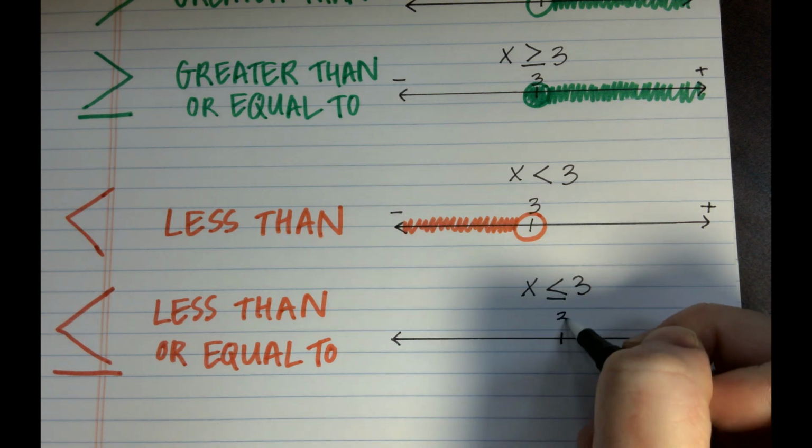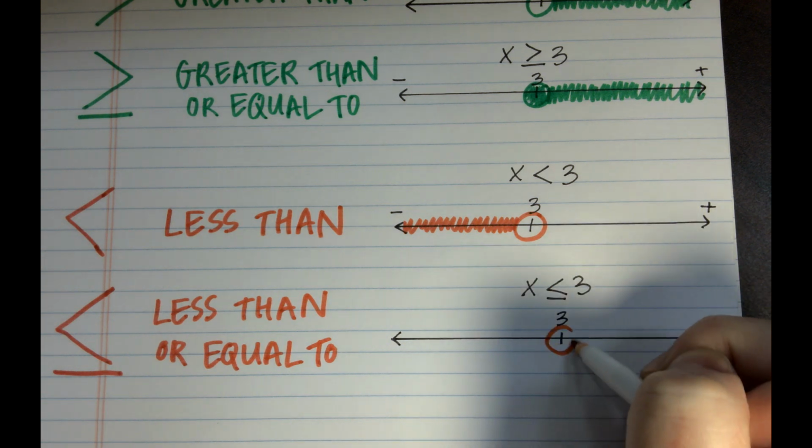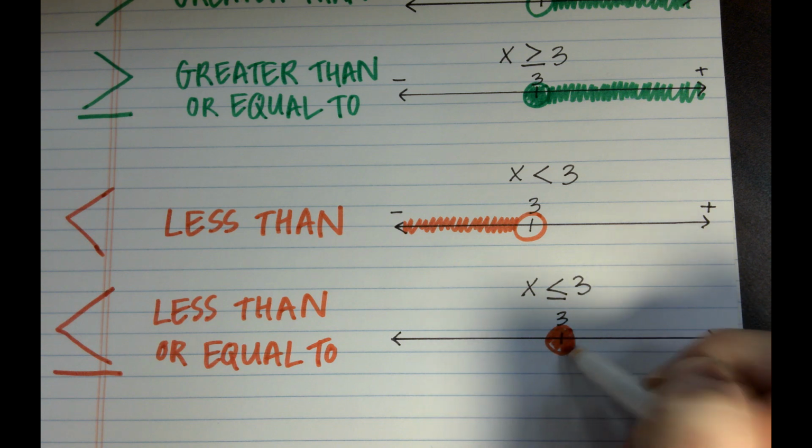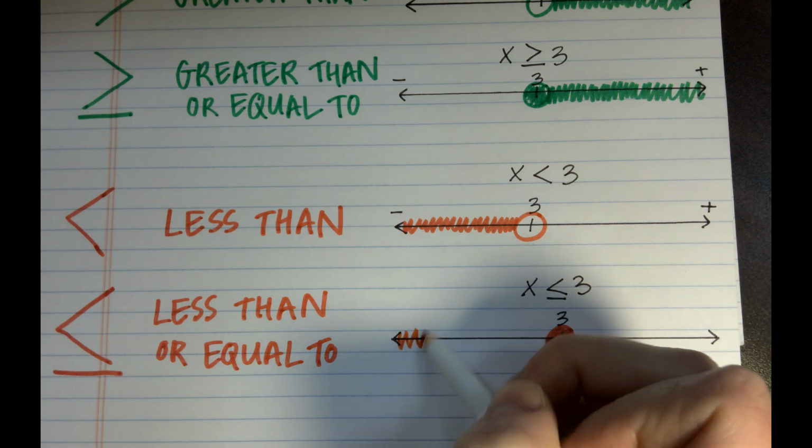3 on the tick mark, shading to the left, circle on the tick mark. Only difference is we color the circle in to show that x can be equal to 3. We want to include 3 in the graph.